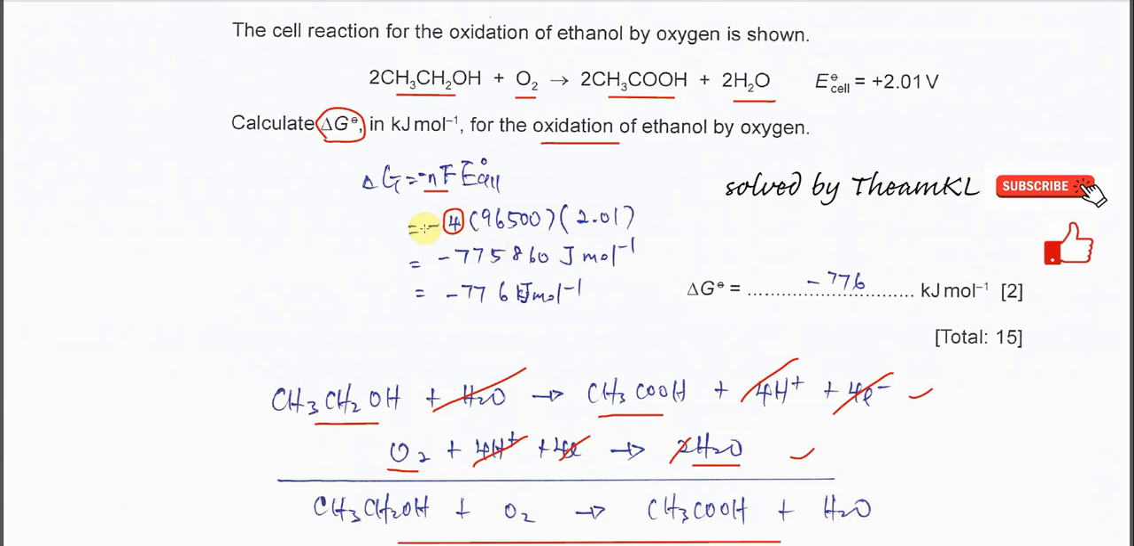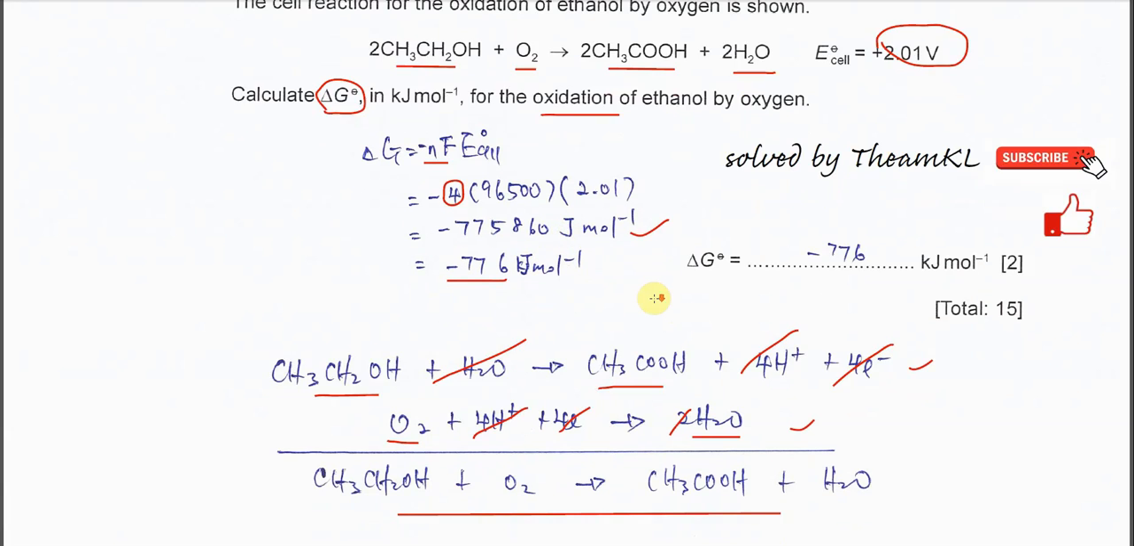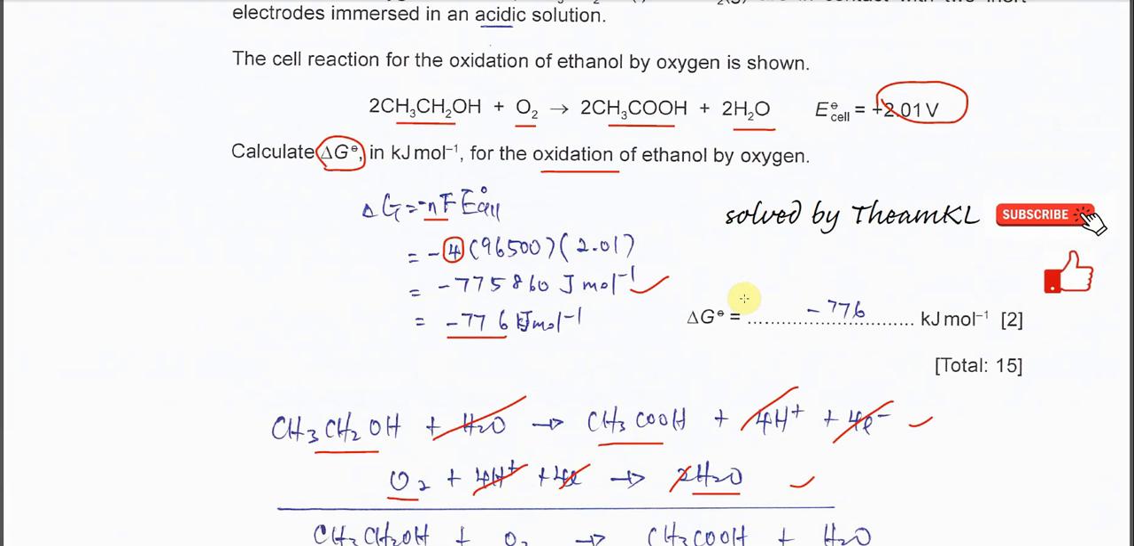So it's negative 4 times the Faraday constant, 96500, times the E0 cell. E0 cell is given, right? Substitute into that. After that, you get this value. Make sure you divide this one by 1000, because after you use delta G equals negative nFE0 cell, the unit is joule per mole. You need to divide this by 1000 to convert to kilojoule per mole. So you get this one, negative 776. Okay, that's all. Thank you. I hope you understand.